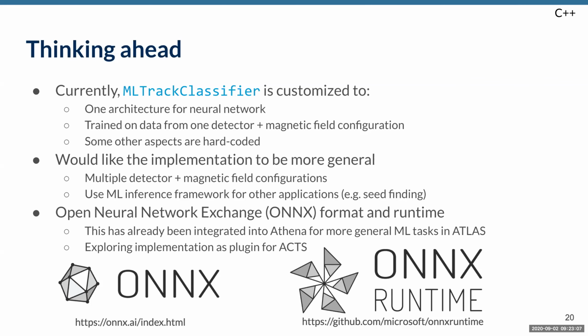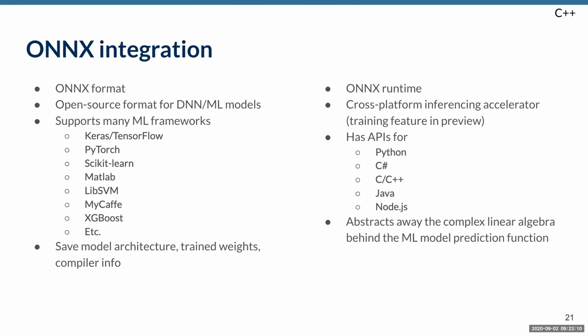for use with ACTS. A nice feature about this format is the fact that it supports many different machine learning frameworks. So in this sense, you're not forced to do your training in only one particular framework, and you could equally well use TensorFlow or PyTorch or scikit-learn or some other ML framework that you're comfortable with. And at the end, once you have your trained model, you can just use an appropriate conversion script, which the ONNX people provide. And then this will actually save all of the information about your model, such as its architecture, the trained weights and trained biases, as well as compiler information into the open source ONNX format.